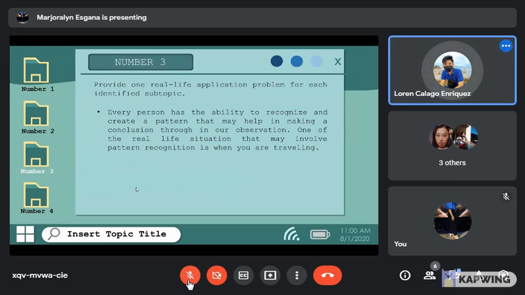Through this, pattern recognition may be involved when you are going back home. Why? Because for you to be able to go back home, you must follow the same path, same direction, and through this, pattern recognition is involved.